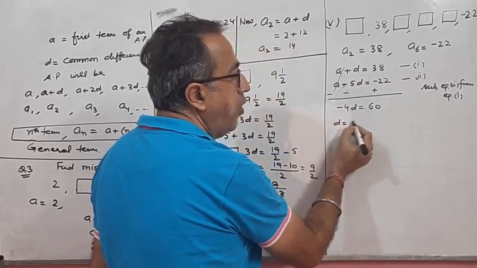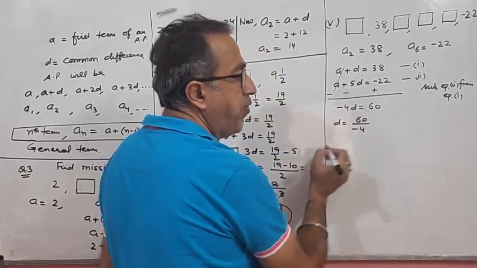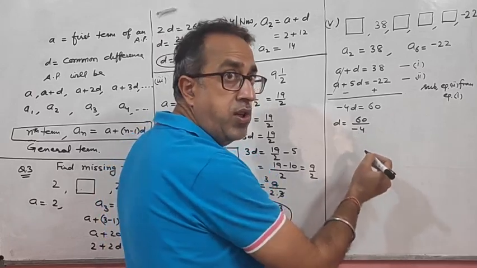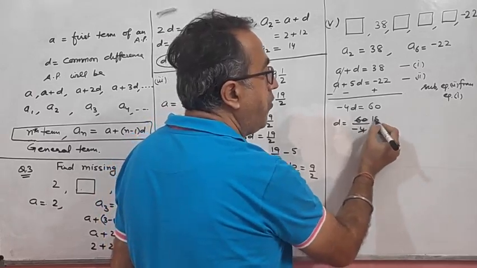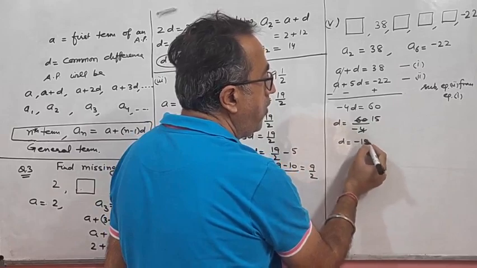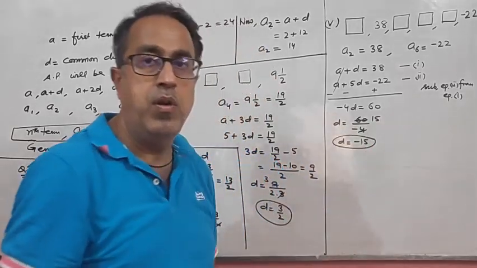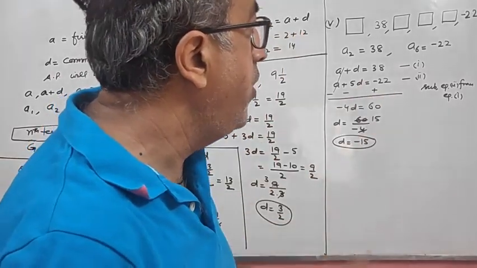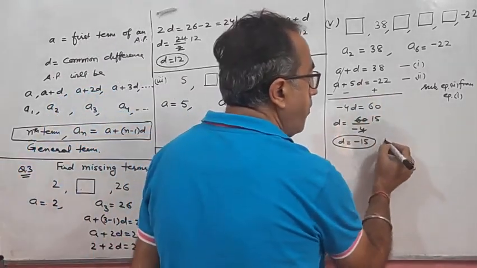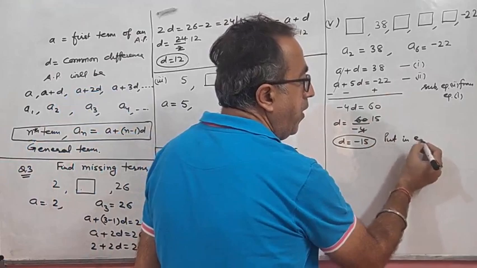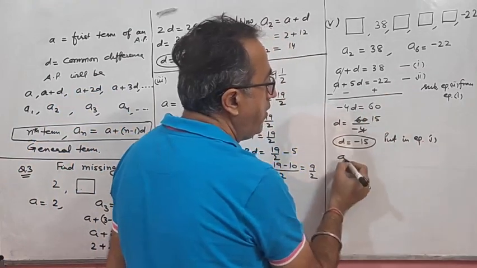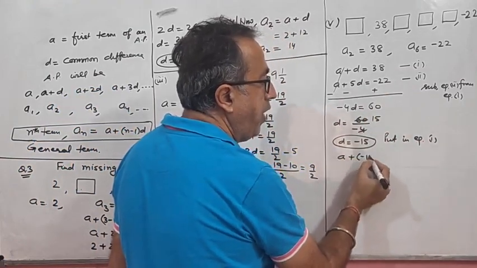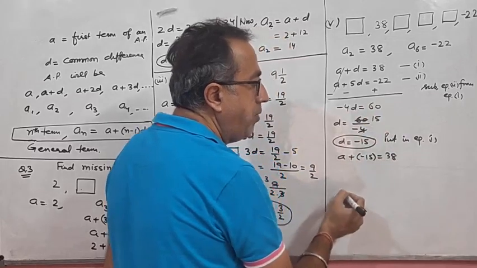So D is equal to 60 upon minus 4. 60 divided by 4 is 15. So D is minus 15. Put this value of D in the first or second equation. We are putting it in the first to get A plus minus 15 equal to 38.